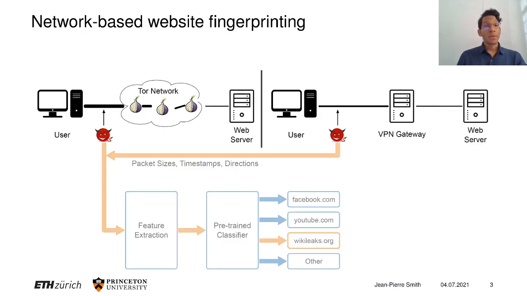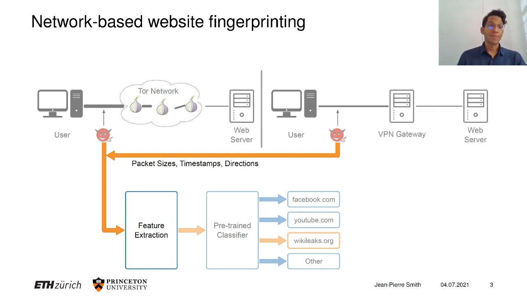So in a network-based website fingerprinting attack, the adversary, who is located on the encrypted communication channel between the user and the entry point to the privacy-enhancing technology, observes a sequence of packet sizes, timestamps, and directions. He feeds this metadata to a feature extraction process, which extracts details such as the total transmission time, the total transmission size, or the distribution of packet sizes. These features are then fed to a pre-trained classifier. This classifier informs the adversary whether the metadata is associated with one of the pages he's interested in detecting visits to, that is, one of his monitored web pages, or if it belongs to some other unmonitored web page.